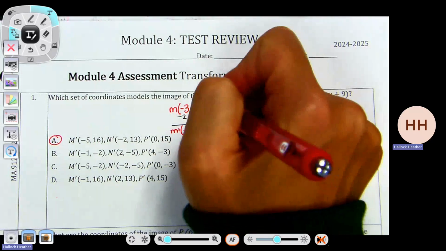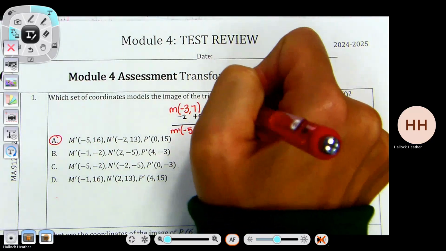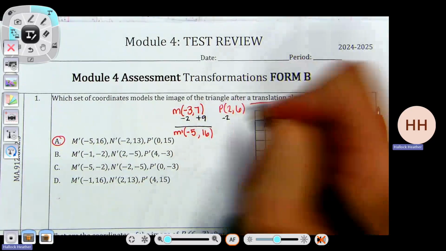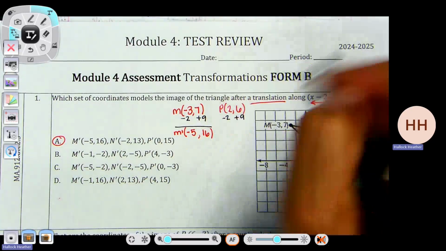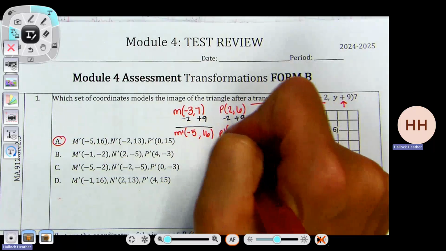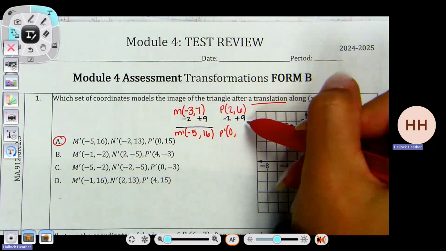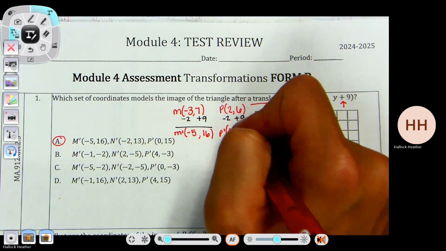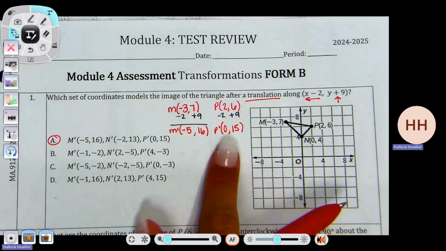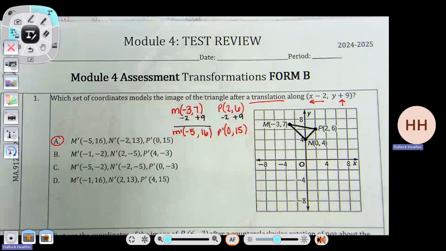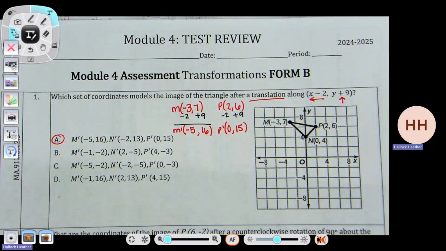P is at 2, 6. So if I minus 2 and I add 9, P prime is going to end up at 0, 15. So you could always check 2 points if you really want to make sure you're careful. But P and M are both correct. If you want to check them all, you can check them all, but you don't need to.